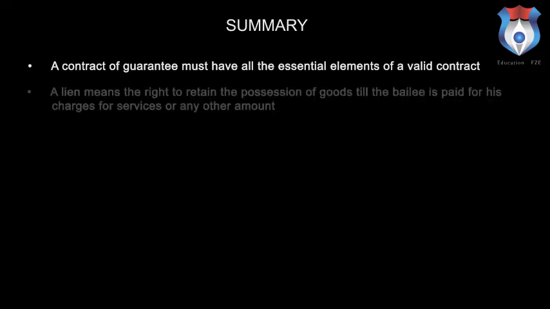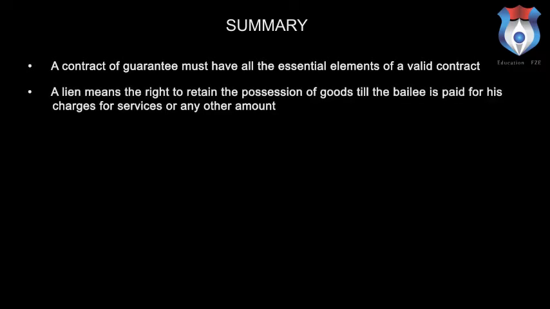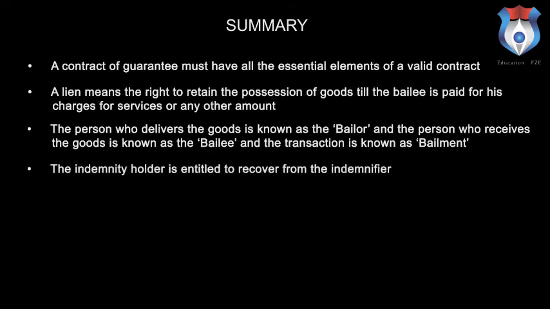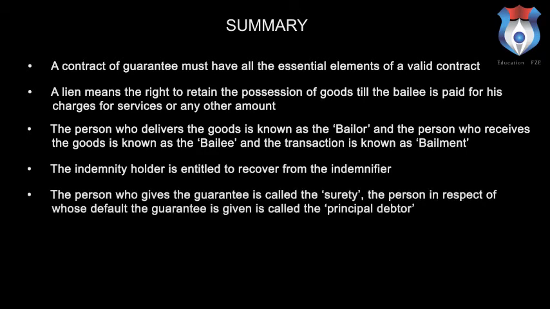Summary. Now in the end, let us summarize what we have learnt in this lecture. A contract of guarantee must have all the essential elements of a valid contract. A lien means the right to retain the possession of goods till the bailee is paid for his charges for services or any other amount. The person who delivers the goods is known as the bailor, and the person who receives the goods is known as the bailee, and the transaction is known as bailment.